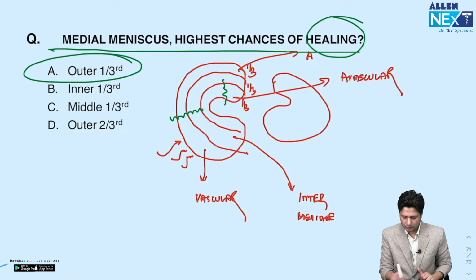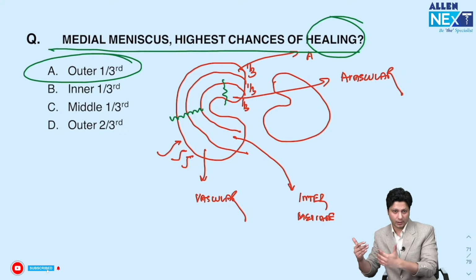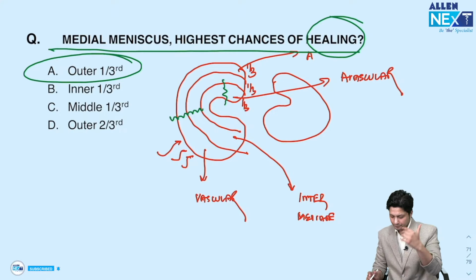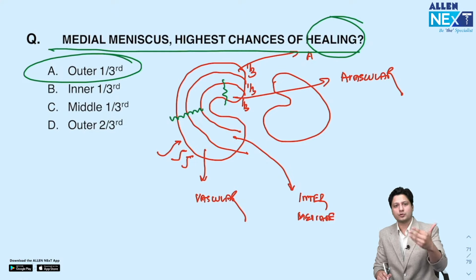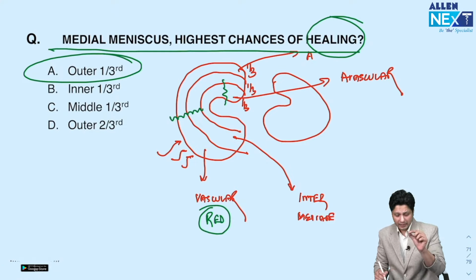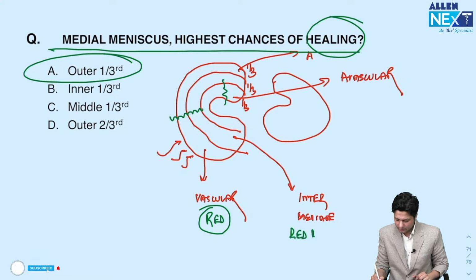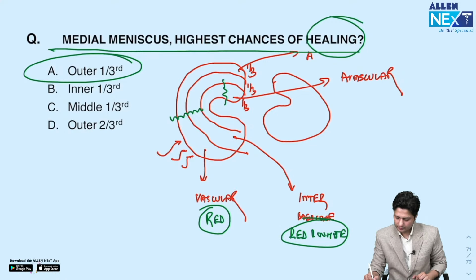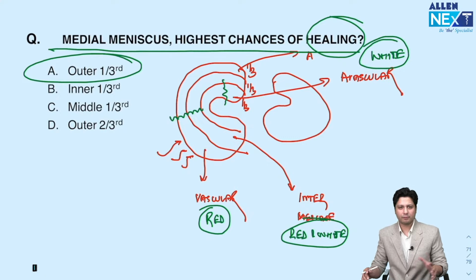So it will be in the outer 1/3 because it is considered to be the most vascular zone of the medial meniscus. It is also named the red zone. The middle zone is known as the red and white zone, while the inner 1/3, the avascular zone, is known as the white zone. All right, so hopefully you have understood.